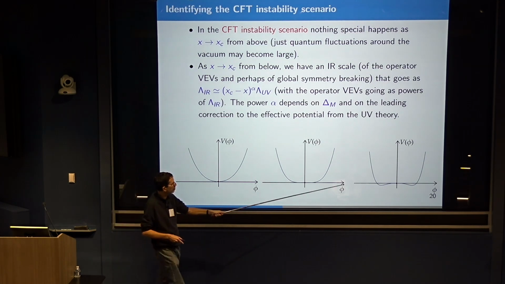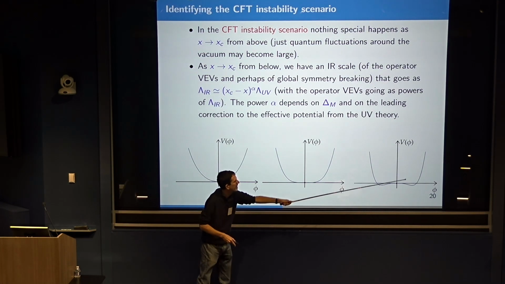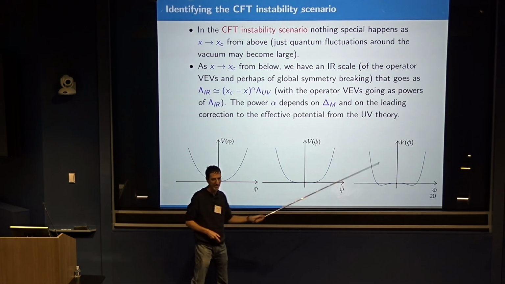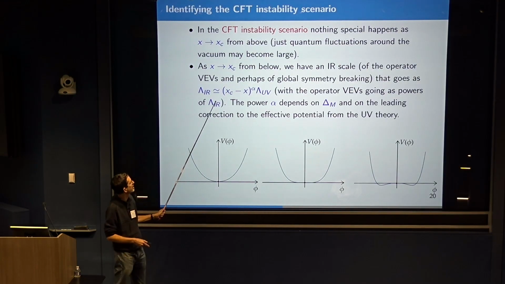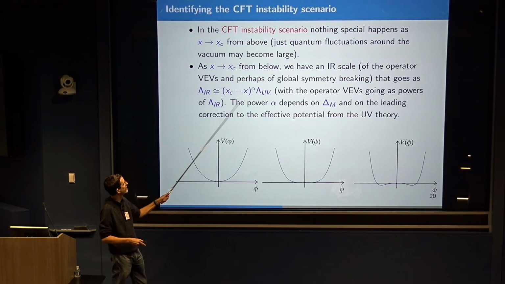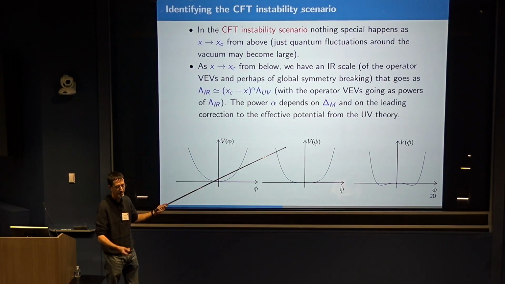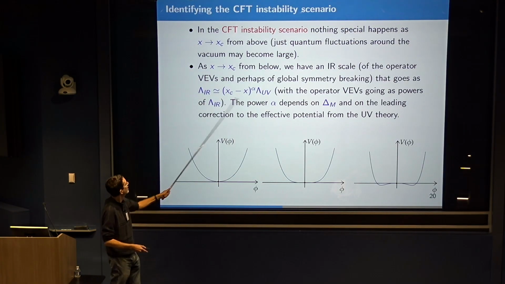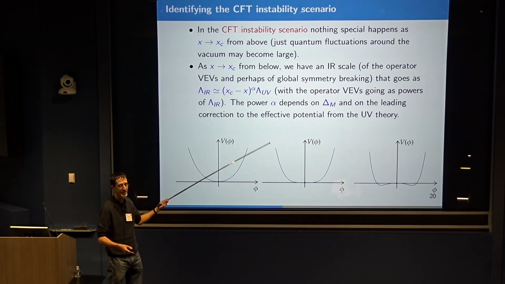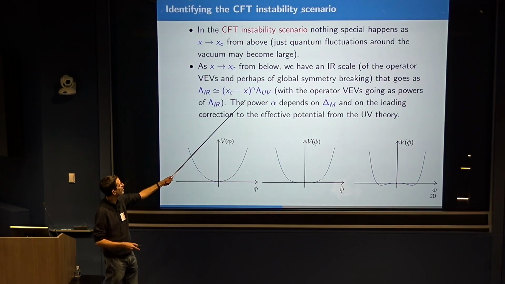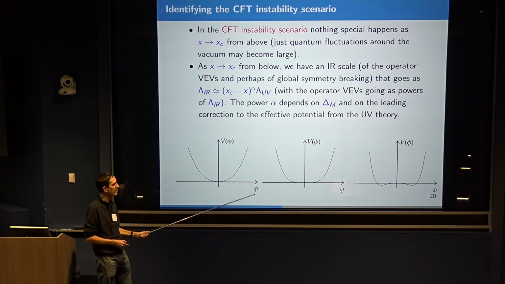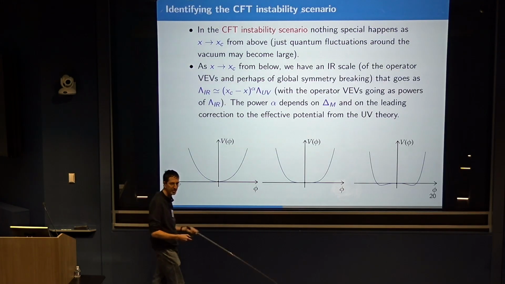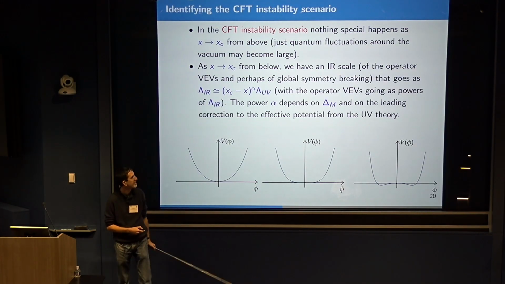That would be controlled by the dimension of the meson operator and by the dimension of the subleading correction to the effective potential. So it's easy to see that these parameters would control the relation between the infrared and the UV scale. In principle, on the lattice, it should be possible to measure this ratio between the IR scale and the UV scale, to see if we are in this scenario and to measure this parameter alpha. So this is what we would have in this CFT instability scenario.